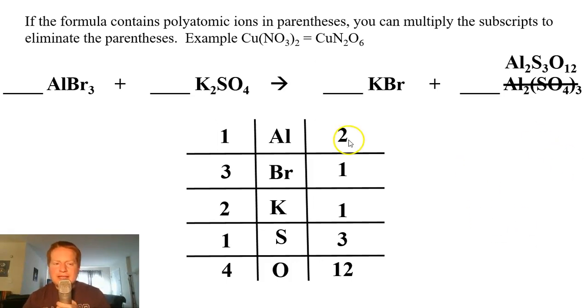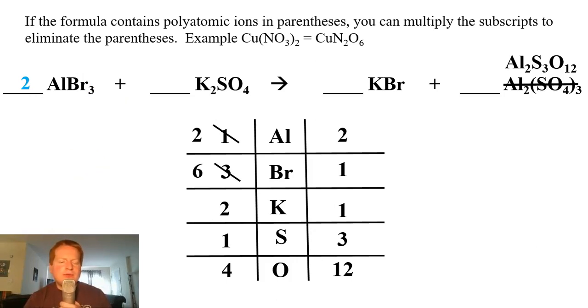Aluminum has 2 on the right side and 1 on the left side, so I need to multiply the one on the left side by 2. So that's going to make that 2 aluminum on the left, but I also have to remember that 2 times a 3 is going to give us 6 bromine, so that's going to change things.